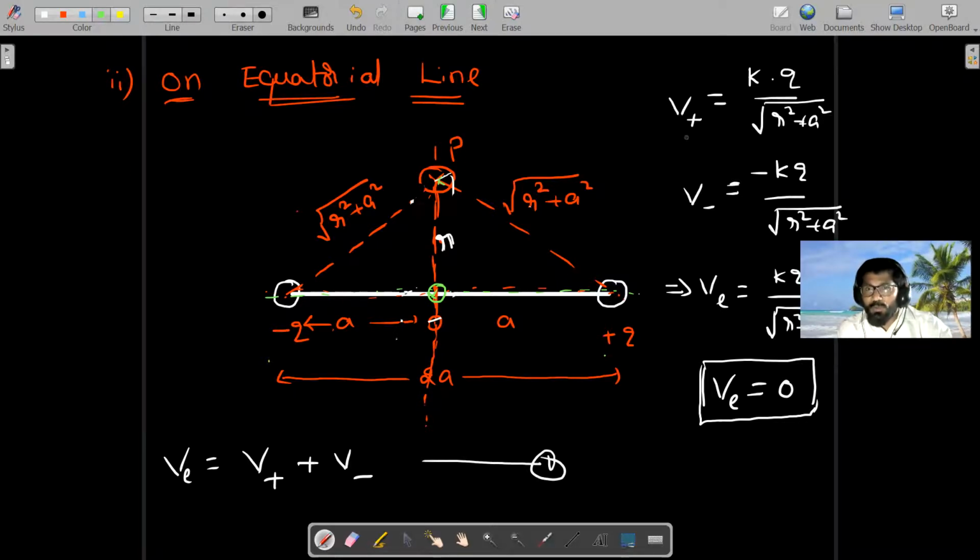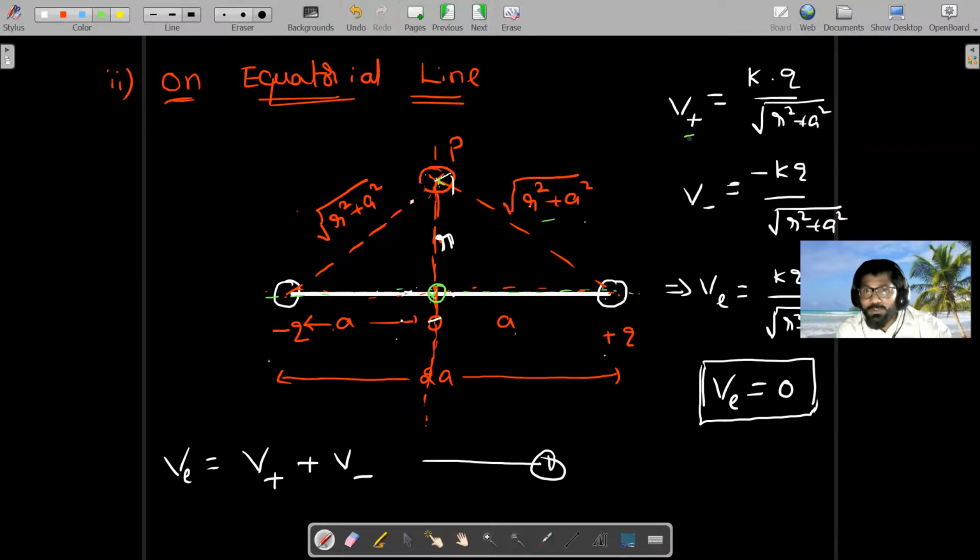To find the potential due to the positive charge, you have to know the distance of this positive charge from the point. If the distance from the midpoint to the positive charge is a, and from the midpoint to the point on the equatorial line is r, then to find the distance between the point and the positive charge, you have to form a right angle triangle in this form. This line looks like the hypotenuse of a right angle triangle. So the length of this hypotenuse is nothing but the square root of side square plus side square. It is equal to the square root of r square plus a square, by using the Pythagoras theorem. Is that clear, guys? Right. Similarly, the distance of the negative charge will also be the same, square root of r square plus a square.